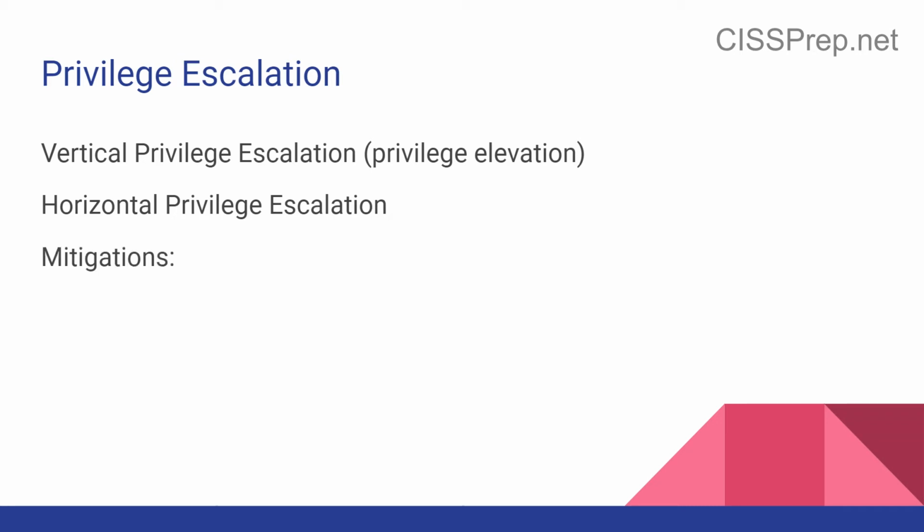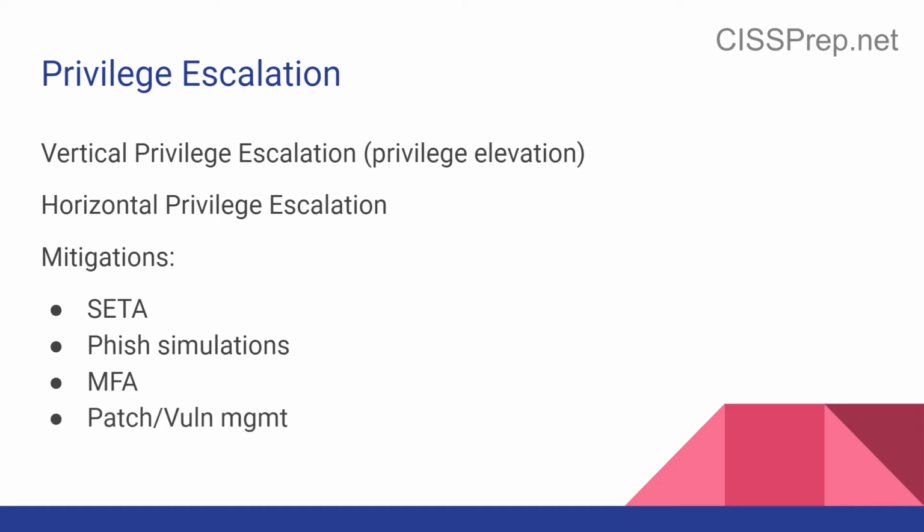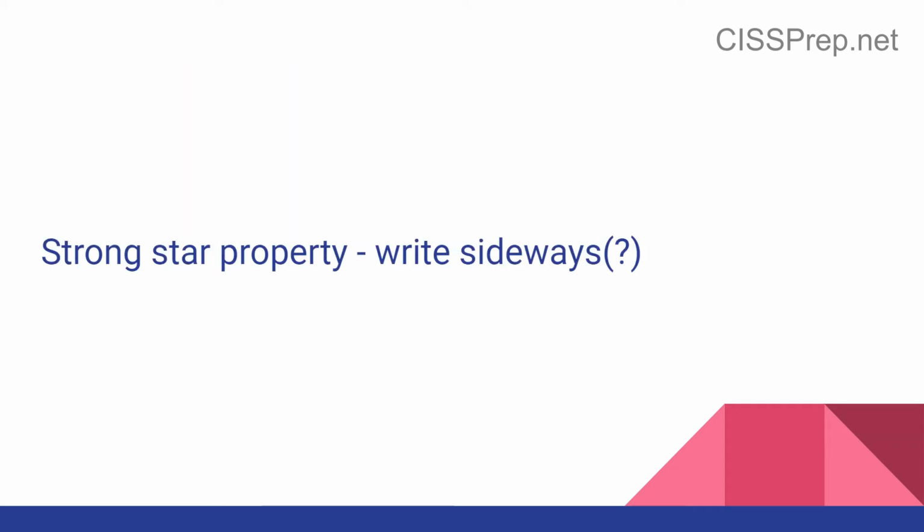Some mitigations mentioned in this chapter can include security education, training, and awareness, phishing simulations of course, multi-factor authentication, and then some of the obvious ones here that should just be automatically happening as part of governance: ongoing patch and vulnerability management, intrusion detection and prevention. You have operations here such as IDS, IPS, and of course your SIEM products.